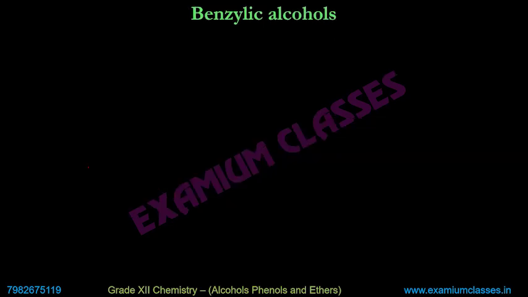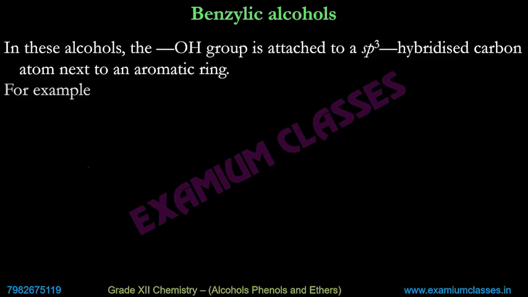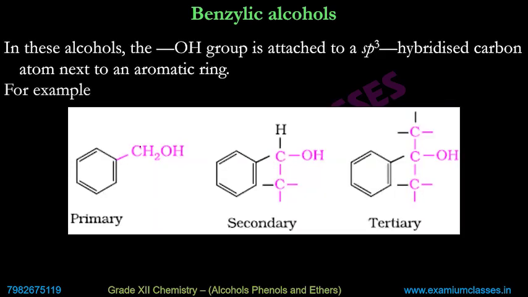Benzylic alcohols. So benzyl group, benzyl group is not benzene. Benzylic group is when you have a CH2 attached to it. So this is the benzylic group, not this one. Here, these hydrogens can be replaced by other alkyl groups also. That will also be called a benzylic group. That will actually represent secondary or tertiary. So if one hydrogen here is replaced by an alkyl group, it becomes secondary.